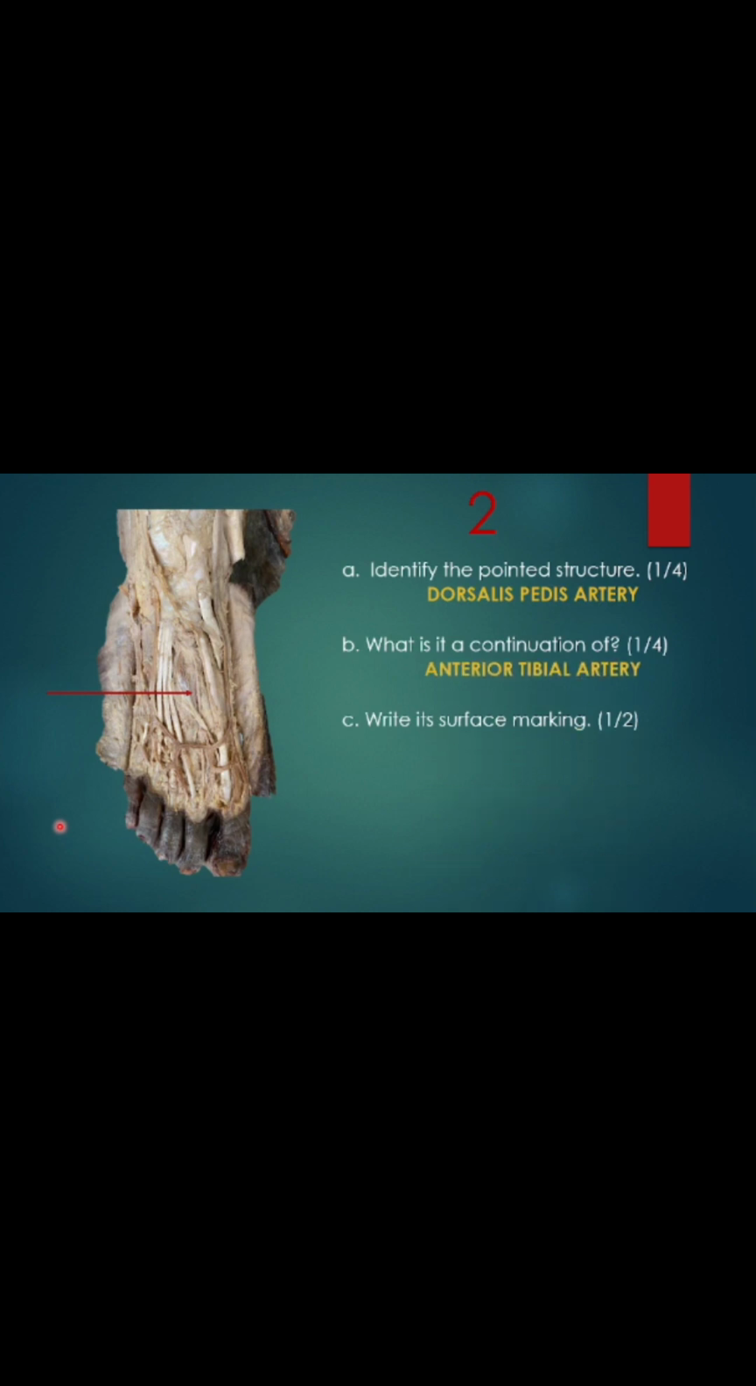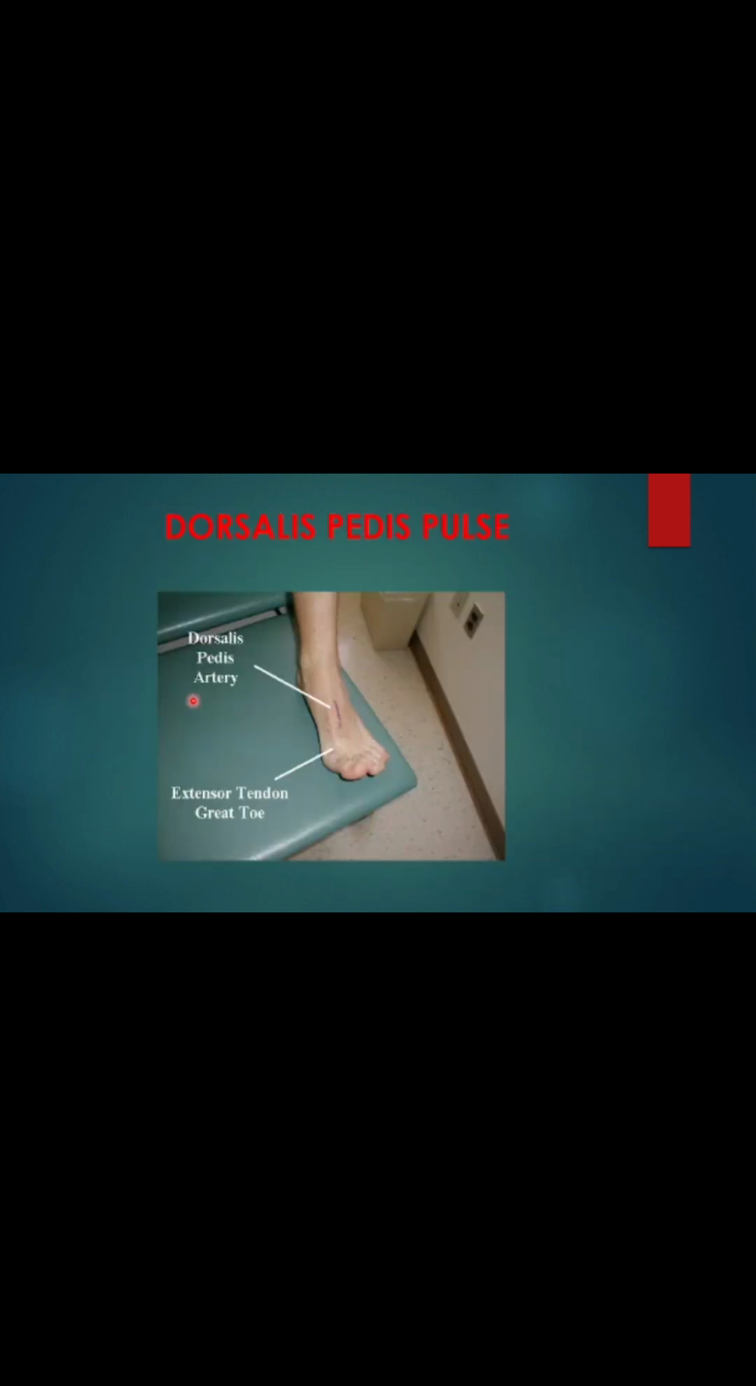The surface marking of dorsalis pedis artery is, take 2 points. The first point is between the two malleoli, that is the midpoint of the two malleoli, and the second point is the proximal end of the first intermetatarsal space. Connect these 2 points with a line that indicates the surface marking of dorsalis pedis artery.